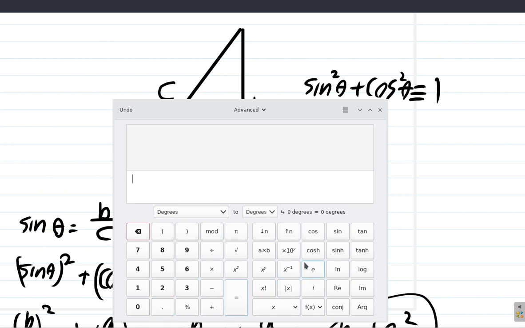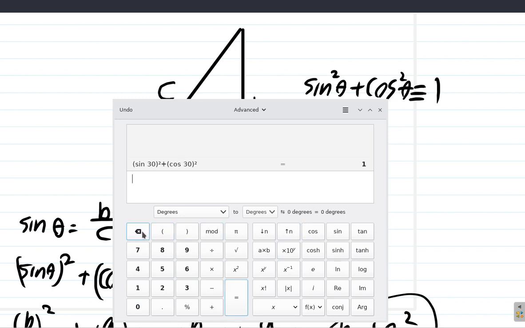Suppose we find the sine of 30. This is the sine of 30. Let's put it in brackets, and we're going to square it. Plus, open bracket, the cosine of 30, close bracket, square. What does it give us? It's 1.